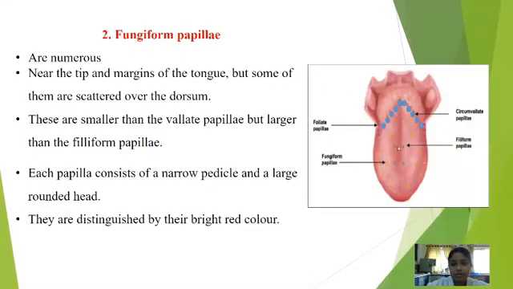Fungiform papillae. So this is what fungiform papillae look like, these yellow colored dots. They are numerous and are found near the tip and margins of the tongue, but some of them are scattered on the dorsum. These are smaller than the vallate papillae, but larger than the filiform papillae. Each papilla consists of a narrow pedicle and a large rounded head. They are distinguished by their bright red color.